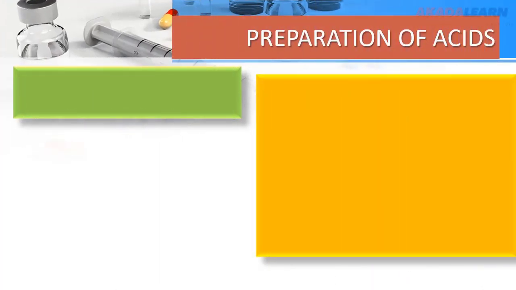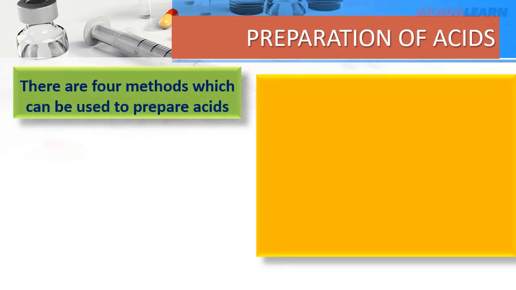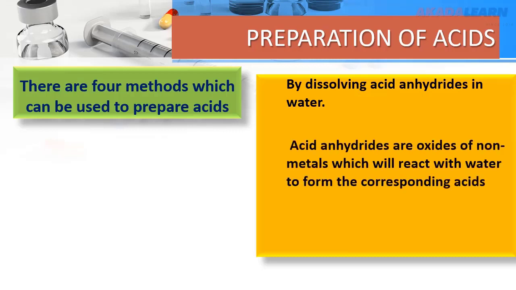Preparation of acids. There are 4 methods which can be used to prepare acids. The first one is by dissolving an acid anhydride in water. Now, acid anhydrides are oxides of nonmetals which will react with water to form the corresponding acids. A good example, SO2. When you combine it with water, we get H2SO3, which is of course a weak acid.